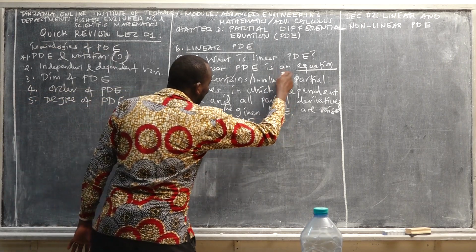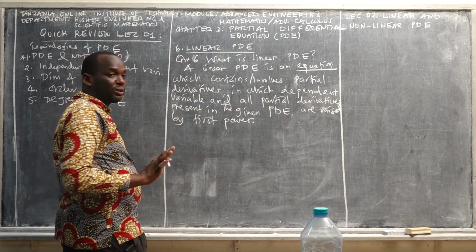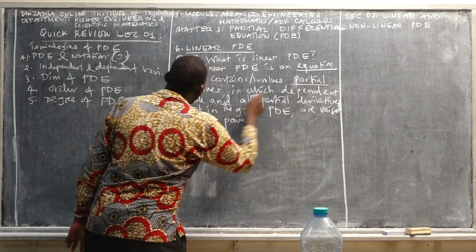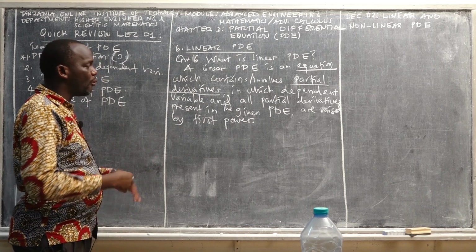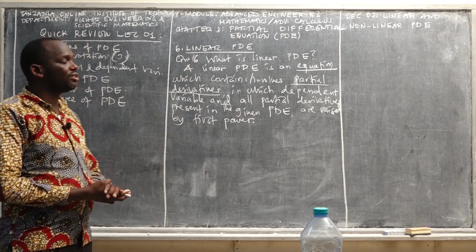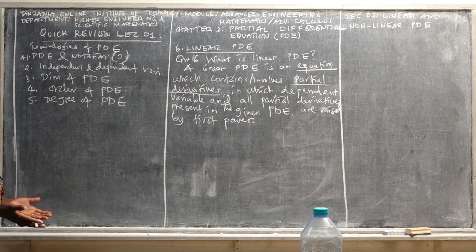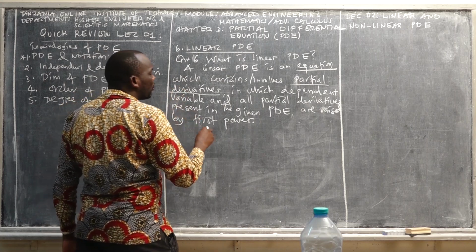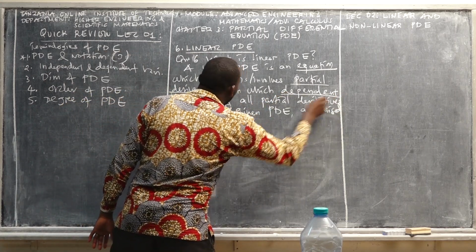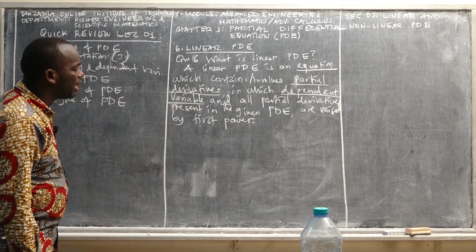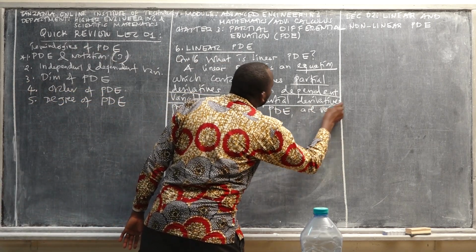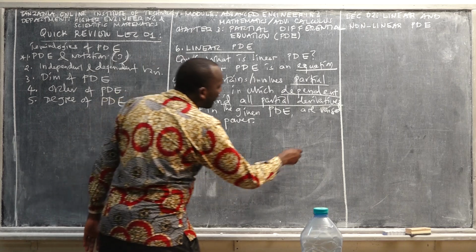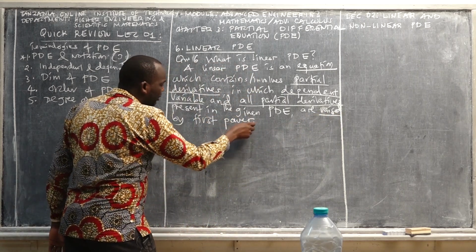Simply, it's an equation. This is one of the keywords. First of all, it's an equation which contains partial derivatives, different partial derivatives, either one partial derivative or two or three, etc. In this linear differential equation, the dependent variable, which I taught you in the previous lecture, lecture 1, and all partial derivatives present in that given partial differential equation are raised by first power.